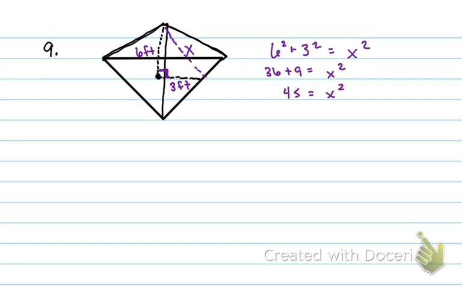Now, here I still want to practice approximating. When you take the square root, is this a perfect square? No, but what perfect square is it closest to? 7. So you would say x is approximately 7 feet.